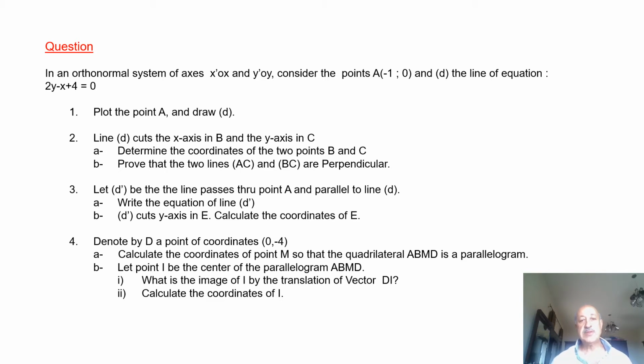In an orthonormal system of x'x and y'y, consider point A (minus 1, 0) and D the line of equation 2y minus x plus 4 equals 0. So the first question is: plot the point A and draw D.